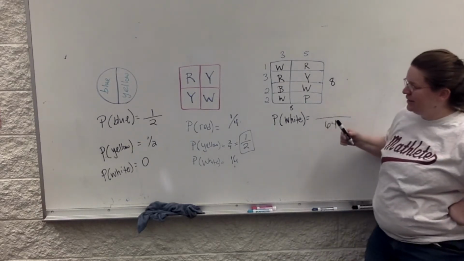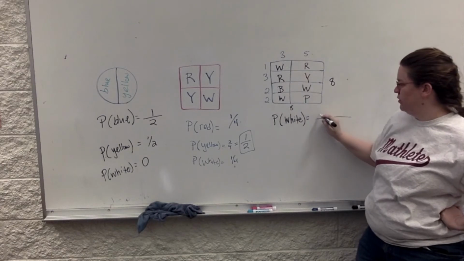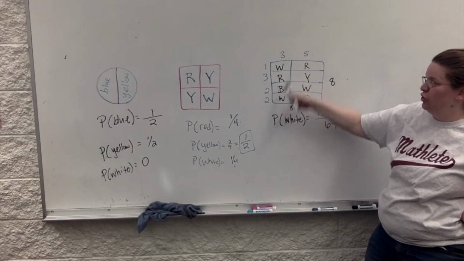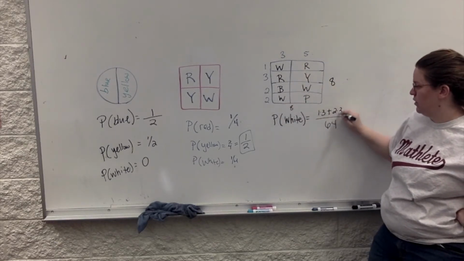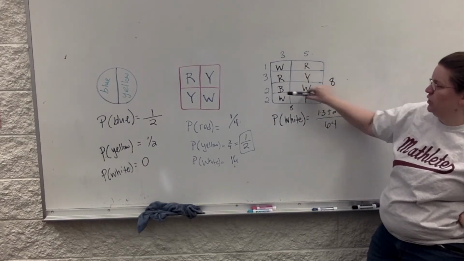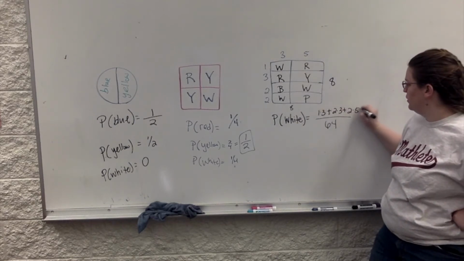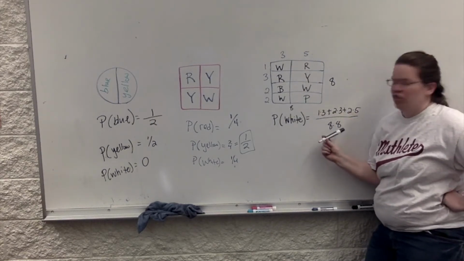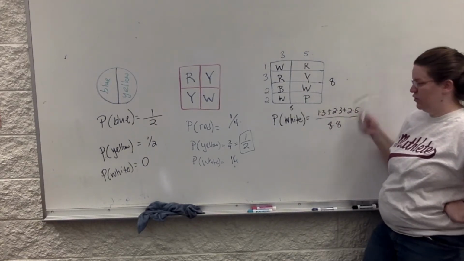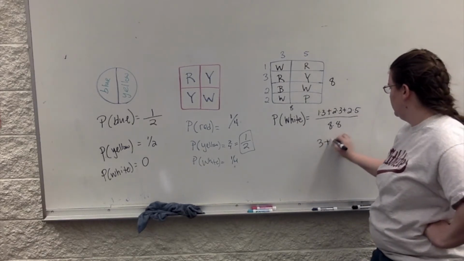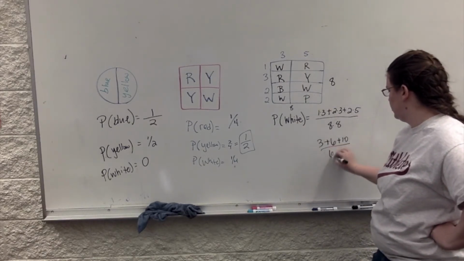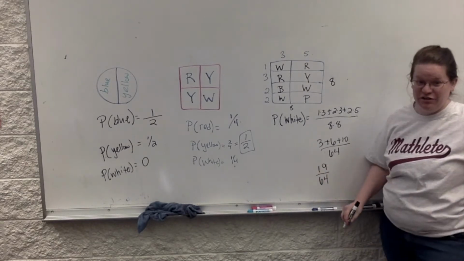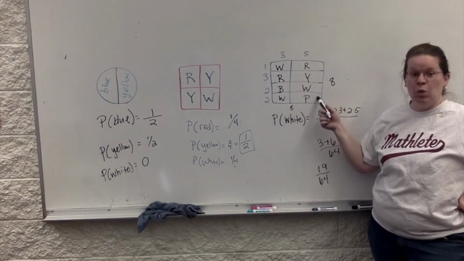The white is going to be 1 times 3. And then we're going to move to this piece, which is 2 times 3. And then we have this piece over here, which is 2 times 5. So we have the total area, and then we have each white piece. So we're going to add together, which gives us the probability of randomly choosing white on this.